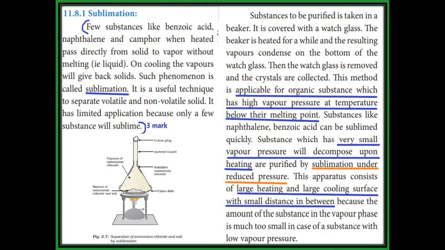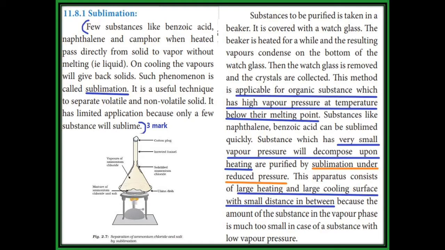Then you see the diagram. In the diagram, an inverted funnel is used. The china dish has the organic substance along with the impurity. On heating, the organic substance alone is volatile, so it is vaporable and goes to vapor state. That vapor is cooled. Where does cooling happen? In the inverted funnel, there is a long tube-like structure, and cooling happens in that tube. So here we get the pure substance. Afterward we scratch the side of the funnel and collect the pure substance.